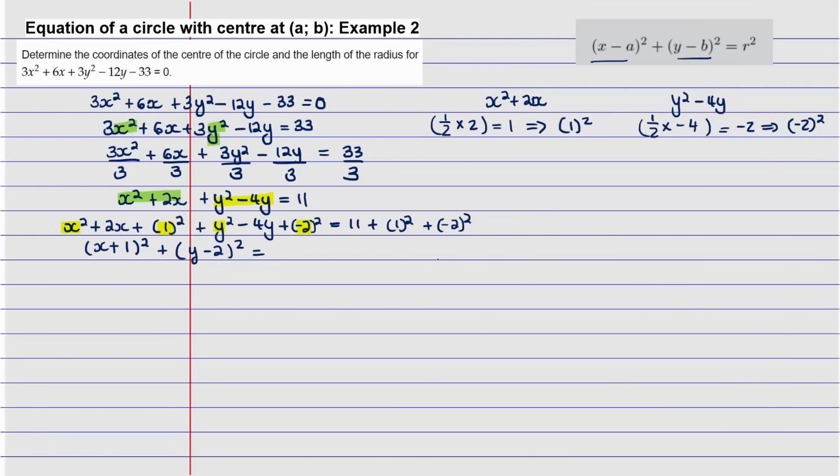Then this one, we're going to punch it into the calculator. You're going to say 11 plus 1 squared, plus negative 2 squared. So you're going to get 16.